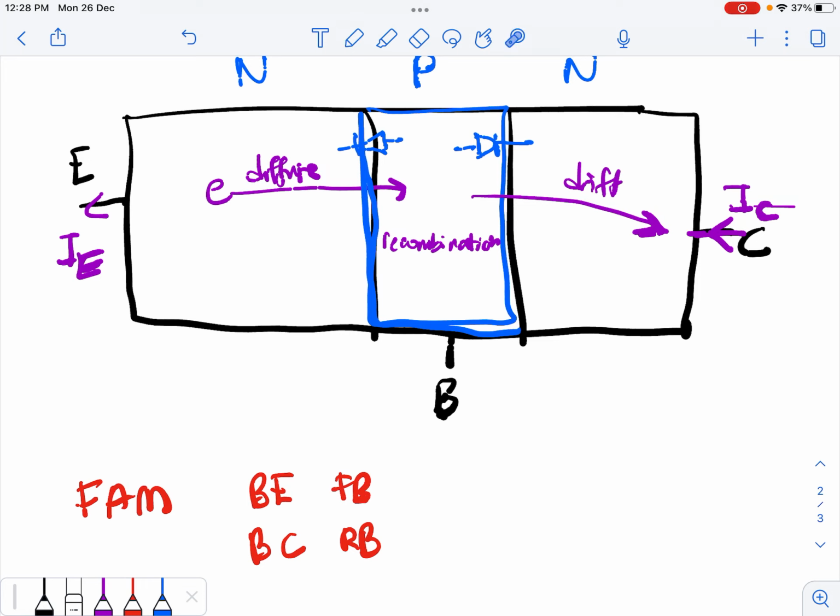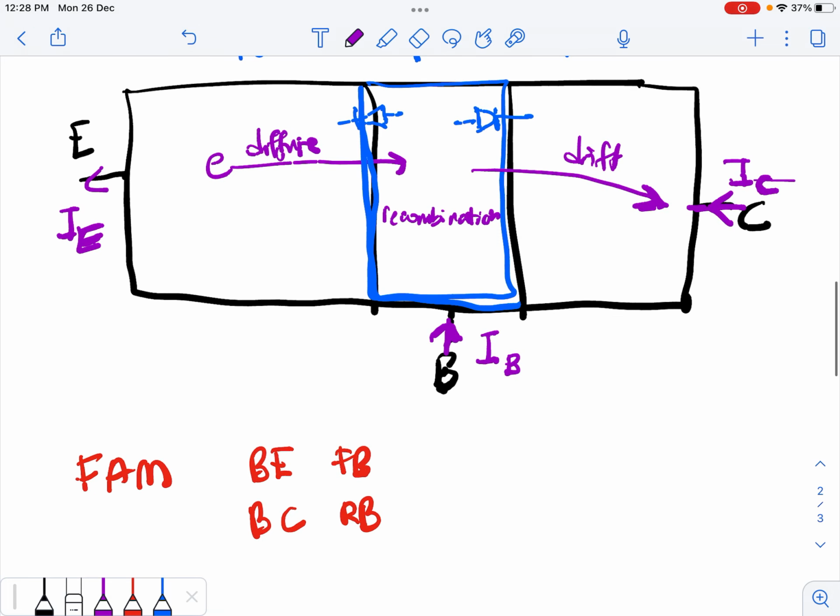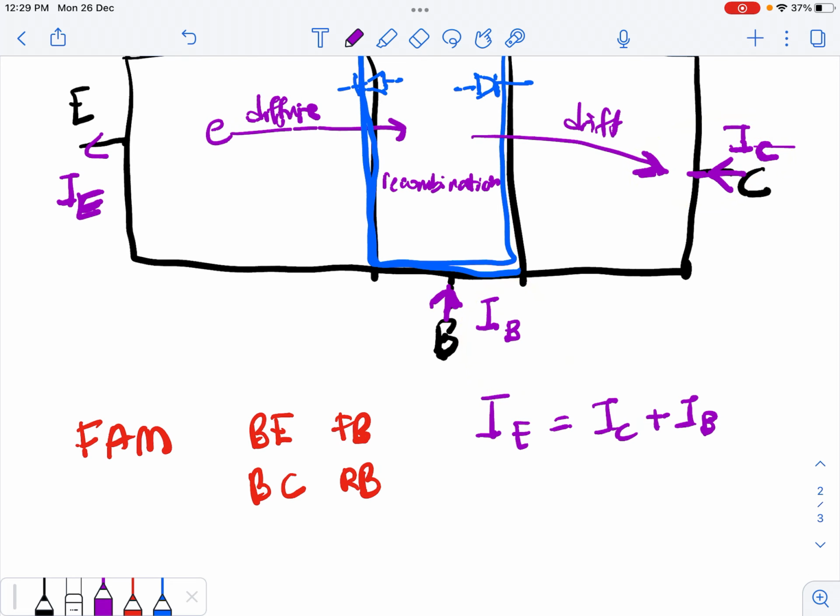And then the base, how about the base current? Since the electrons combine with the holes over here, the holes inside the base will be replaced by holes coming from the outside circuit. So the direction of the hole will be like this, and therefore the direction of the current is the same as the direction of the hole. This is the base current. From your first year, you learn that IE equals IC plus IB. So the total current generated over here is the sum of the collector current and the base current.